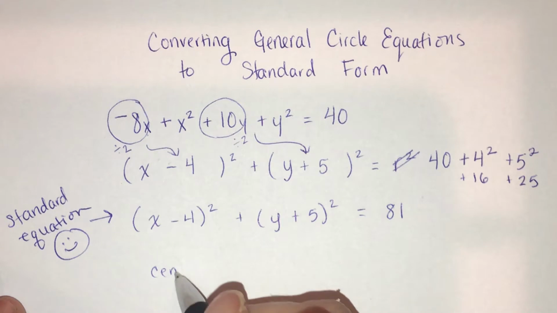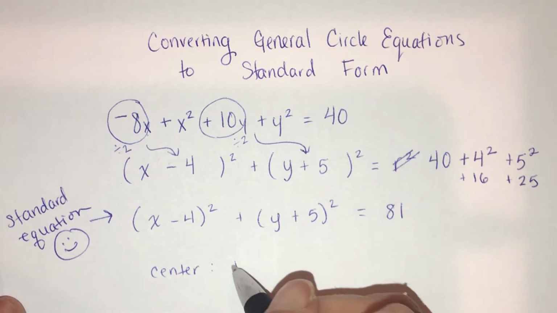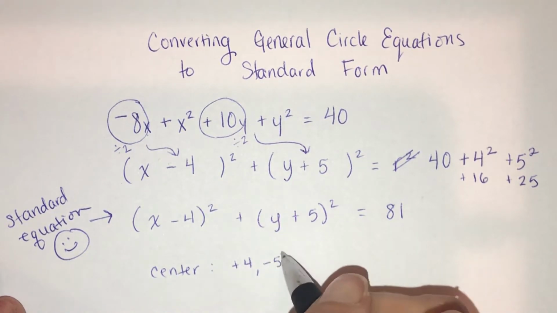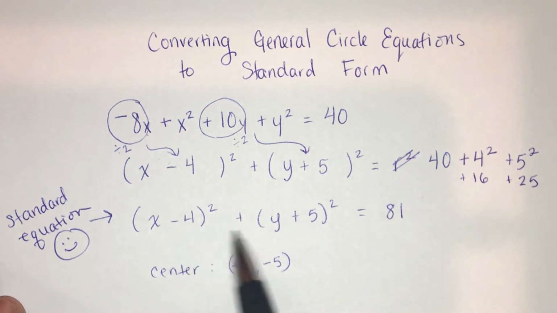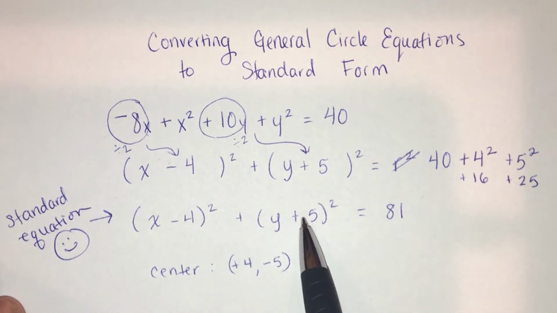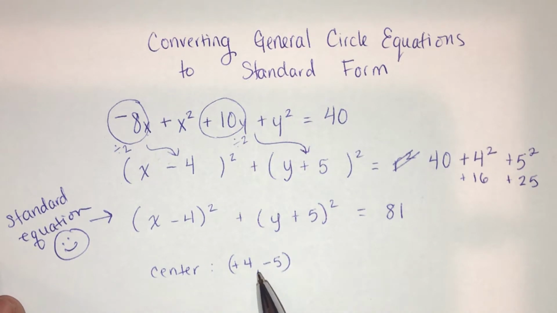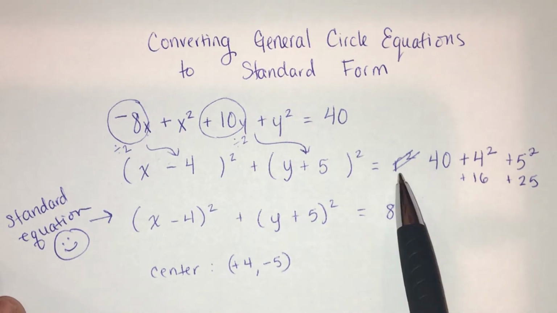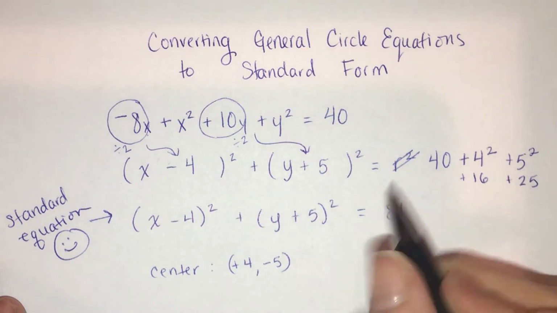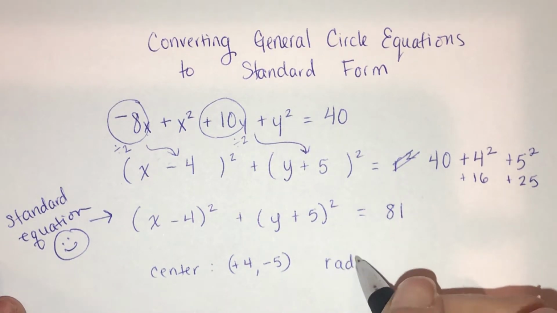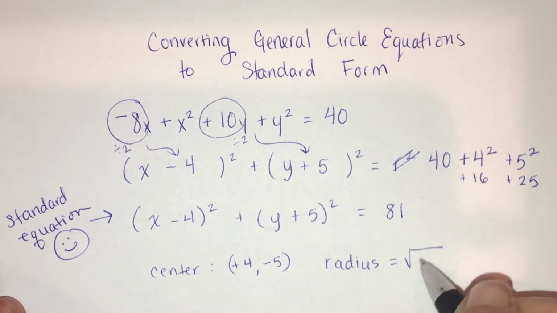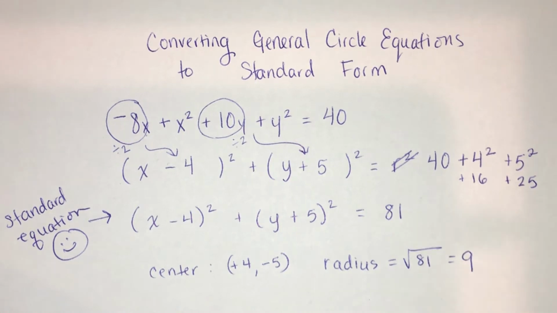So we know that the center of our circle is going to be positive 4, negative 5. From the parenthesis part of the equation, we do change the sign when we're just writing what the center is. And then since this value was equal to the radius squared, I know that the radius is going to equal the square root of 81, which is 9.